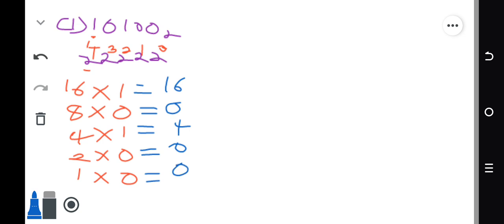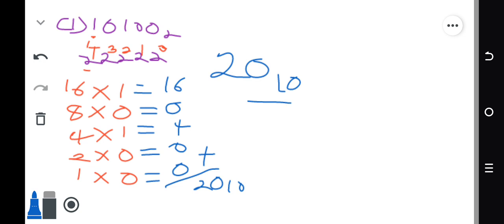Now what do we do next? We add all together. 16 plus 0 plus 4 plus 0 plus 0 will give us 20. And so 10100 base 2 in base 10 is 20. So we have 20 base 10 as our answer. All right, so let's move on to the second one.